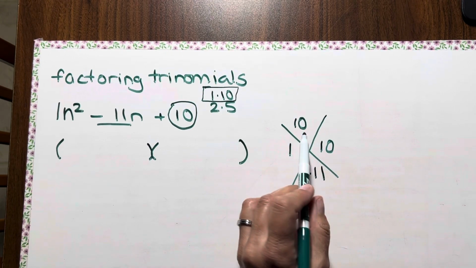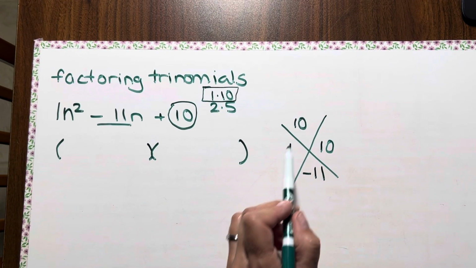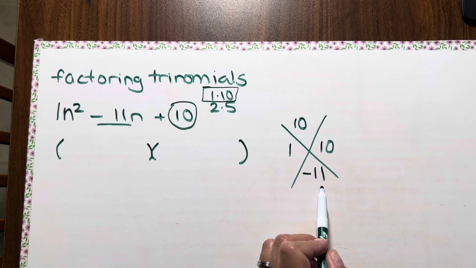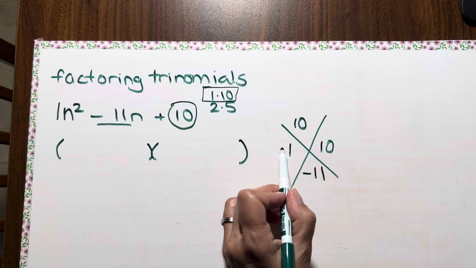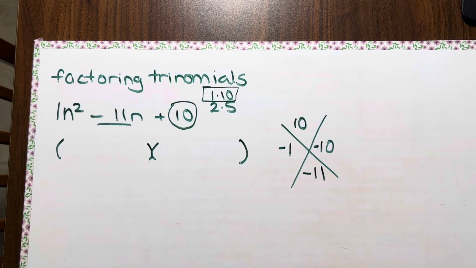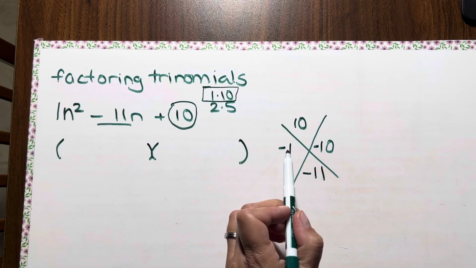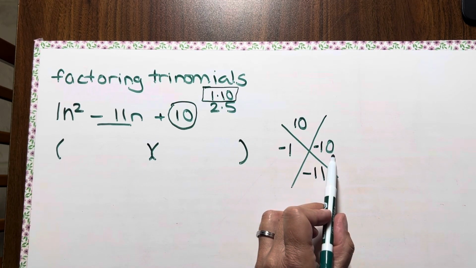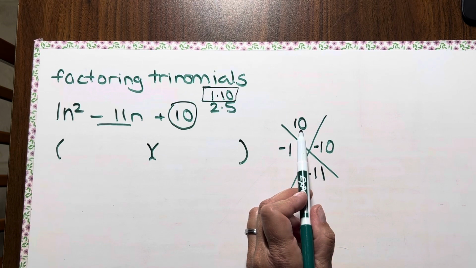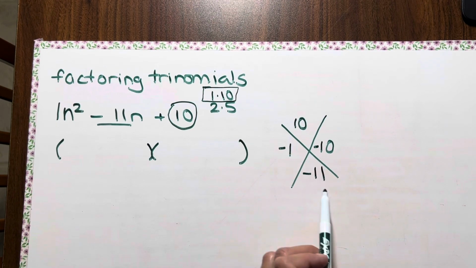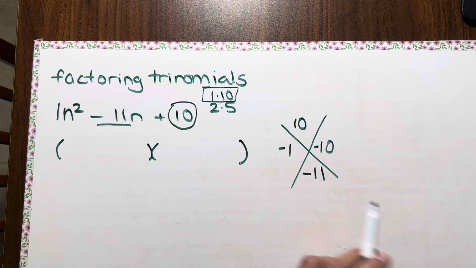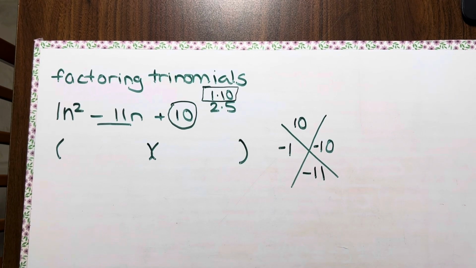Because 1 times 10 gives me positive 10, now I need these to add to negative 11. So the way to do that is to make both of them negatives, because negative 1 times negative 10 will still give me a positive 10. And if I add negative 1 and negative 10, I get negative 11. Now you've done all the hard work.